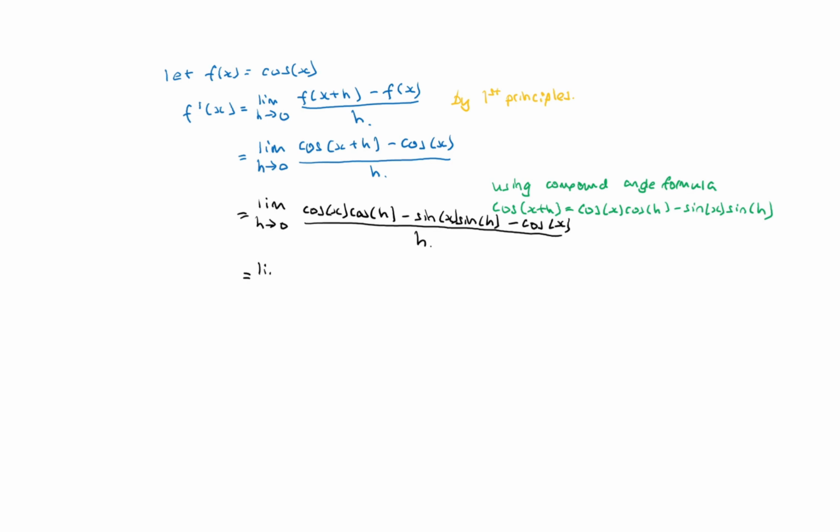Now I can group some stuff together. So limit as h approaches 0, let's group the cos x together. Alright, so cos of x, take that out. So we have brackets cos of h minus 1, close brackets, minus sine x sine h, divided by h.